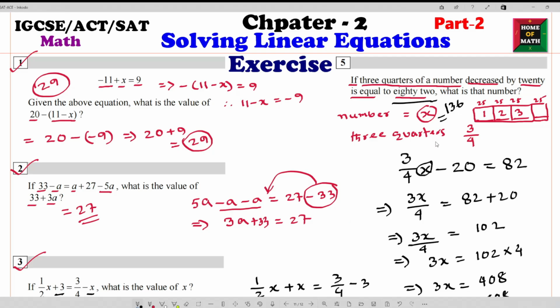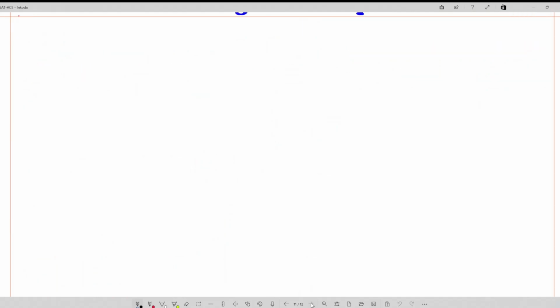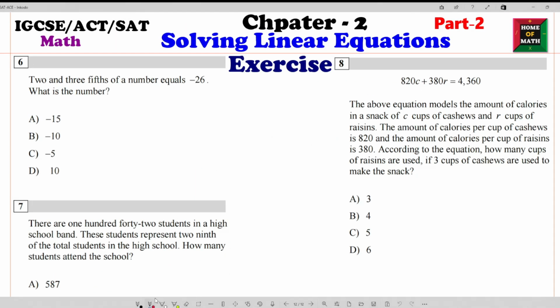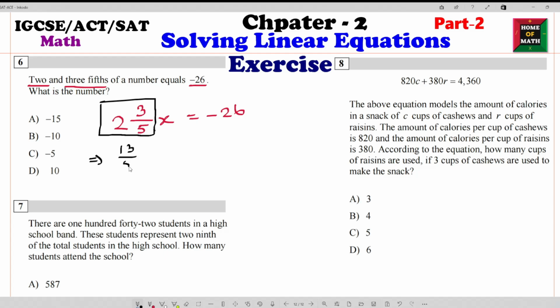So first you have to understand what is quarter, 3/4, half, like this. So number 5 done. Now number 6. Number 6, 2 and 3/5 of a number equals minus 26. Okay, 3 divide 5, it's called 3/5, and the number we don't know, so it should be x, and it equals minus 26. Look, this is a mixed fraction, so first we have to make it an improper fraction. So 5 times 2 is 10, 10 plus 3, it will be 13. 13 divide 5x equals minus 26.